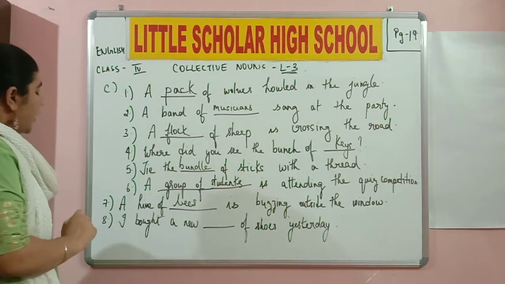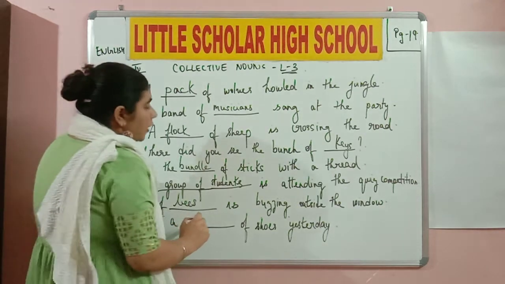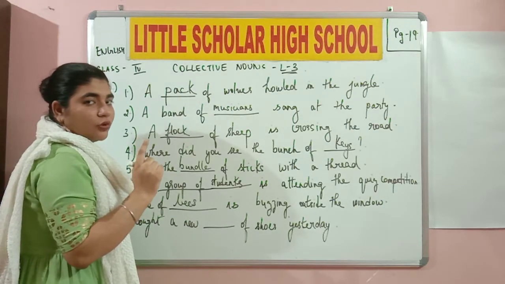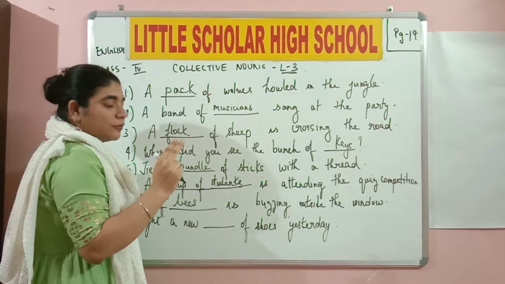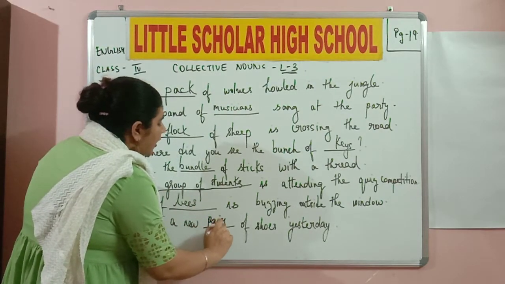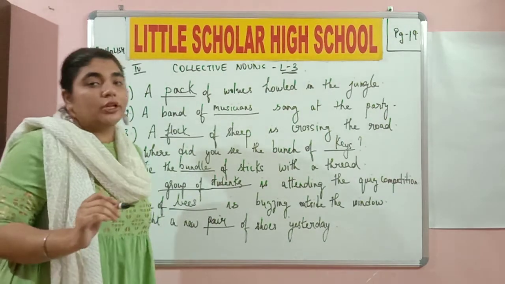Bees. Now, eighth one. I bought a new dash of shoes yesterday. Pair of shoes. Are you ever going to buy only one shoe? No, right? You're going to buy a pair, both the left and right feet. Pair. So it should be a pair, P-A-I-R. Pair of shoes. Check out the spellings. Write neatly. Use only a pencil, not a pen.